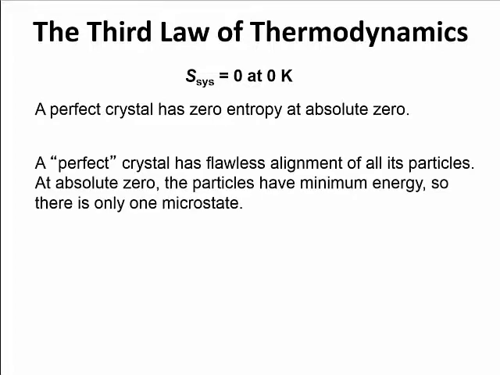What this means is with a perfect crystal, we have a flawless alignment of all its particles. Because we're at absolute 0, we have the minimal amount of energy. So the reality is we truly only have one microstate. When we plug that one microstate into the equation, S equals k natural log of W, well, W would be 1, natural log of 1 is 0, so S overall is 0. Okay, that's what the third law of thermo says.